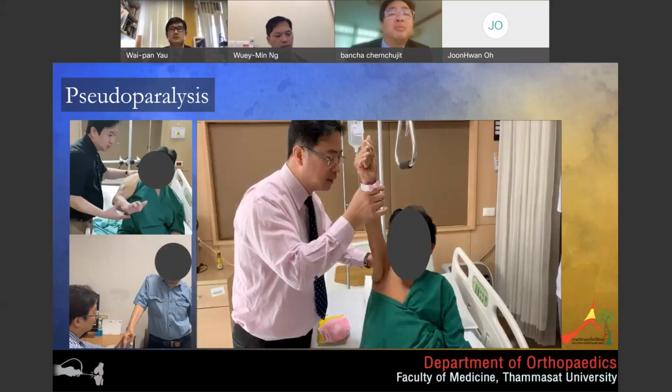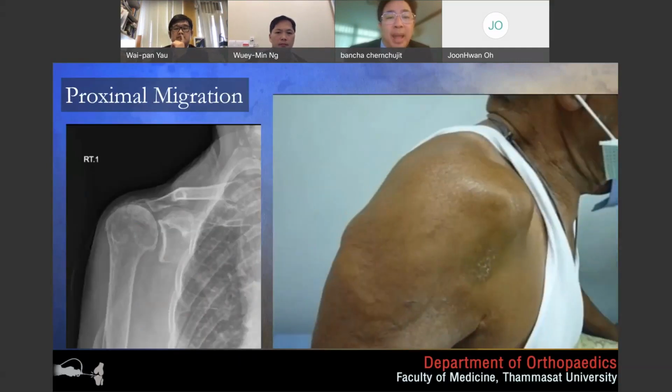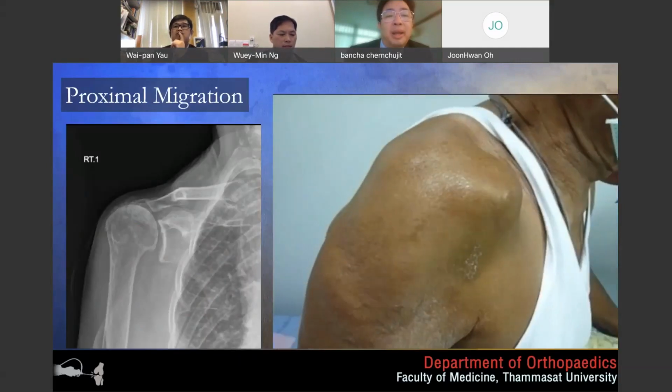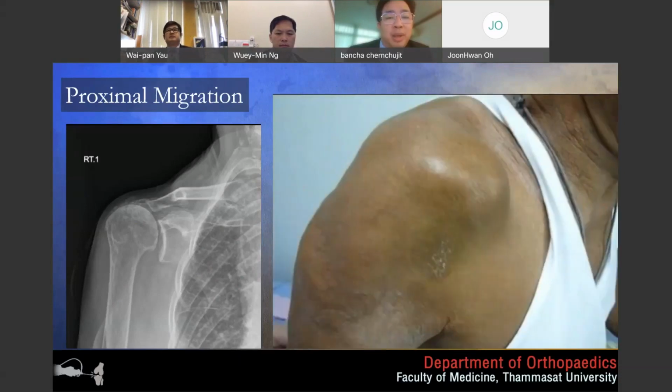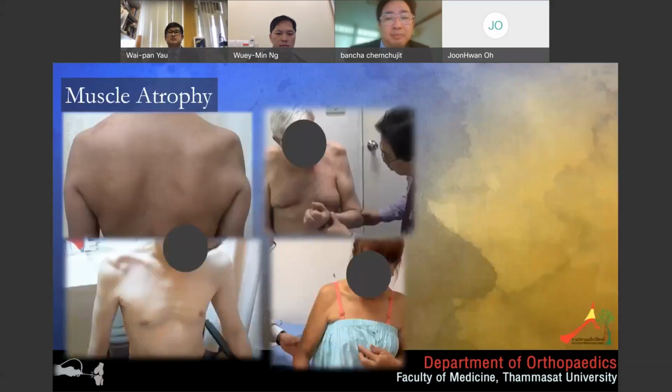So like this patient, we need to evaluate the pseudoparalysis and find the root cause of it. Is it because of a nerve problem or is it because of a tendon problem? This is a bad sign. If you have fixed proximal migration, soft tissue procedures may not be able to solve this problem. This may end up with reverse shoulder arthroplasty. Muscle atrophy is a bad sign of disuse atrophy, or maybe from the nerve injury. So the patient may have a longer recovery if the patient has muscle atrophy.